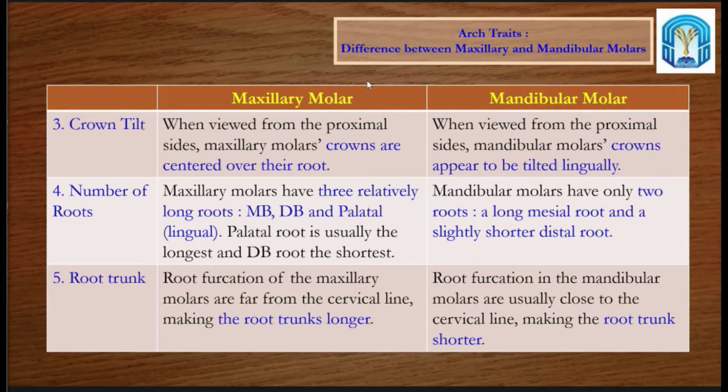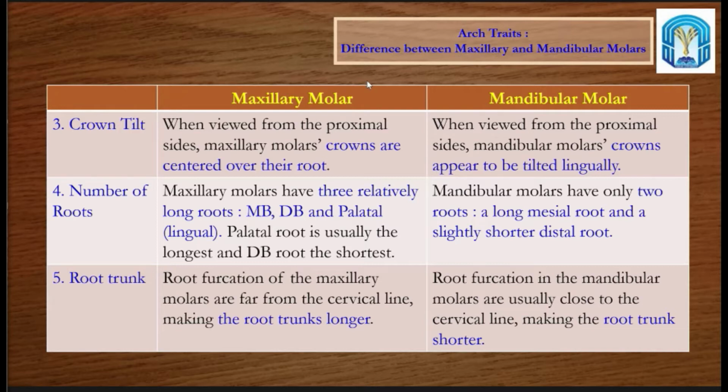Number of roots. Maxillary molars have three roots, of course, two buccal and one lingual or palatal. Mandibular molars have only two roots, a long mesial root and a slightly shorter distal root. This is two roots. And the position of the maxillary molar roots: two buccal, one lingual. But in the case of mandibular molars, one mesial, one distal.